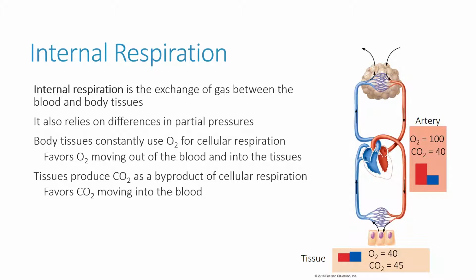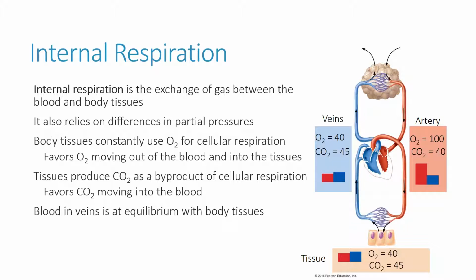Here, we can see that carbon dioxide levels in the body tissue are about 45 millimeters of mercury, whereas carbon dioxide levels in the arterial side of circulation is about 40. Because we have a higher partial pressure of carbon dioxide in the tissue, carbon dioxide moves down its partial pressure gradient and into the blood.